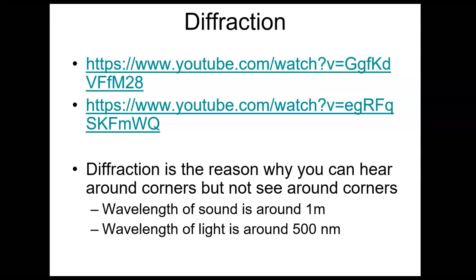Okay, the wavelength of a sound wave in air is about 1 meter. That's roughly comparable to the size of like a wall or a corner that you might see in everyday life. The wavelength of light, visible light, is somewhere between 400 nanometers and 700 nanometers. And so the reason you can hear around the corner is because you only get diffraction when the size of the object or the size of the opening is somewhere close to the same size as the wavelength.